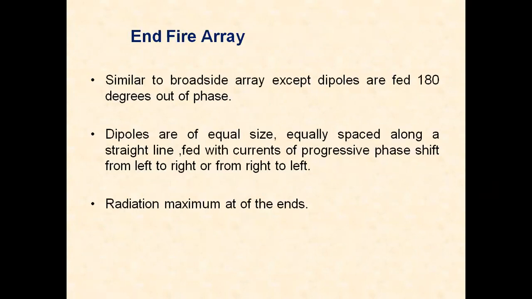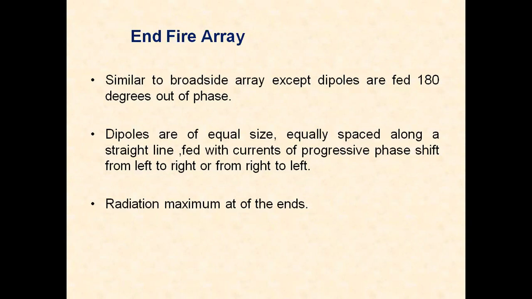Now we'll see about the end-fire array. This is another type of array. Similar to the broadside array, we have the end-fire array, except dipoles are fed 180 degrees out of phase. Dipoles are equal size, equally spaced along a straight line, fed with currents of progressive phase shift from left to right or from right to left. So the difference here is that the antenna current is fed progressively from one antenna element to the other antenna element.